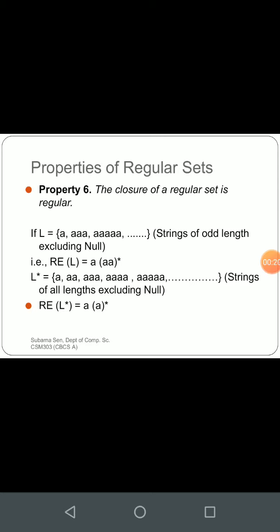And closure means what can be the superset of this language. So it can be any combination of a, excluding the empty string, because our original language is not concentrating on the empty string. So here it will be a, double a, triple a, and so on. If we write it in the form of a regular expression, it will be a single a followed by any number of a's. So again this is a regular expression, and again the property holds.